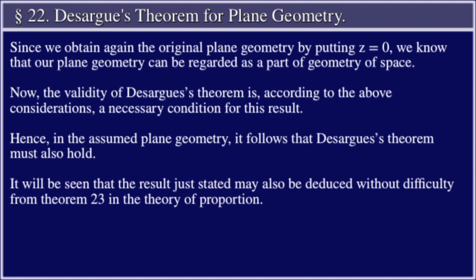Since we obtain again the original plane geometry by putting z equal to 0, we know that our plane geometry can be regarded as a part of a geometry of space. Now the validity of Desargues' theorem is, according to the above considerations, a necessary condition for this result. Hence, in the assumed plane geometry, it follows that Desargues' theorem must also hold.